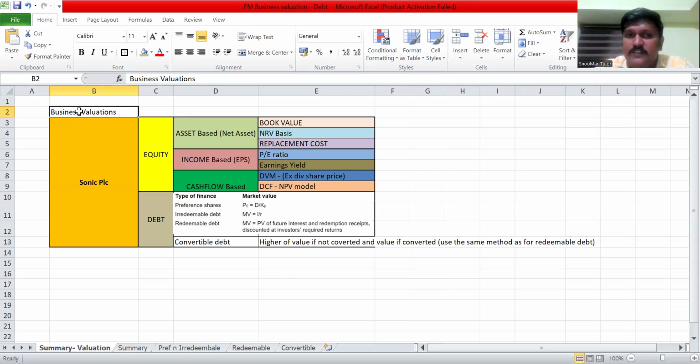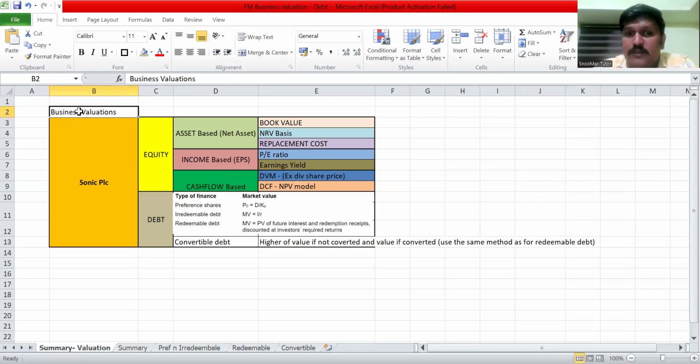Now coming to the income basis, we have two methods again. We will be using something called the P/E ratio, the price earnings ratio. Rearranging the formula, we can calculate the price per share for the equity share, and we can calculate the market capitalization. Now what is market capitalization? Basically the number of shares into the market value of shares. So the P/E ratio can be used, and earnings yield is another method. Earnings yield is nothing but the reciprocal, or 1 divided by the P/E ratio. We can use that also to calculate the income based valuation for the equity.